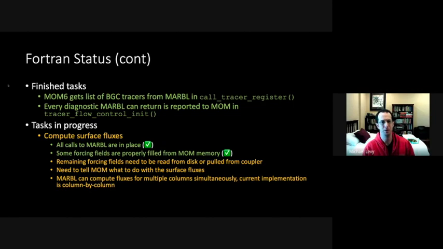All the calls to MARBL are in place. Some forcing fields are properly filled from MOM memory. There are other forcing fields that need to be read from disk or retrieved from the coupler. And I still need to tell MOM what to do with the surface fluxes. I feel like it's a little bit cheating to have that just be one bullet point, because that's a lot of work, but it's not there yet. And then a performance tweak: MARBL can compute fluxes from multiple columns simultaneously, but for a simple first implementation, I'm just calling it column by column.